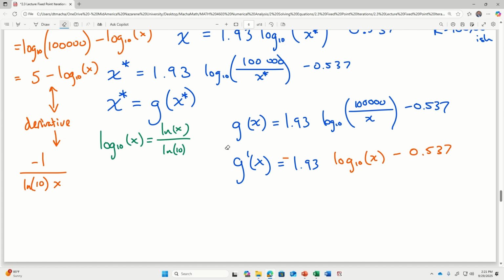Okay, sorry. Now I've got the minus sign. And now I have the proper derivative, which is 1 over natural log of 10 times x. And then in the derivative, I don't have a constant anymore. That constant should go away. So there we go. Much better.